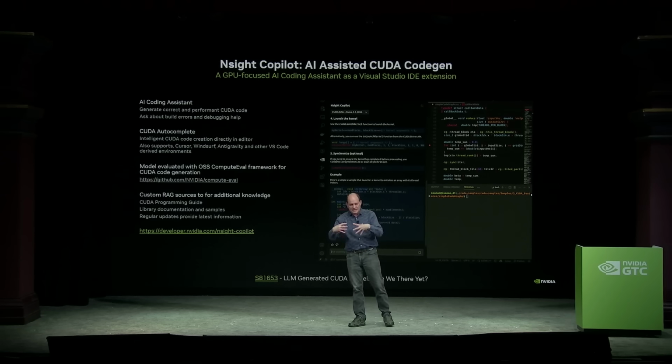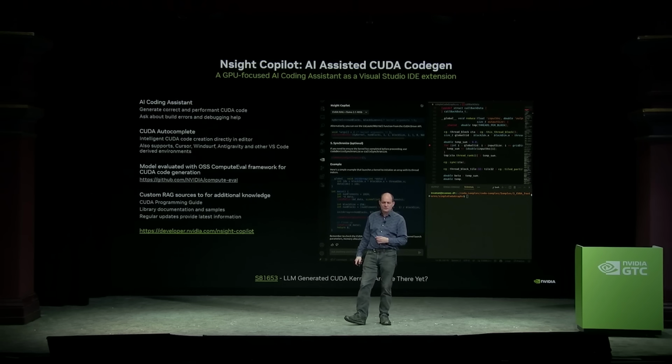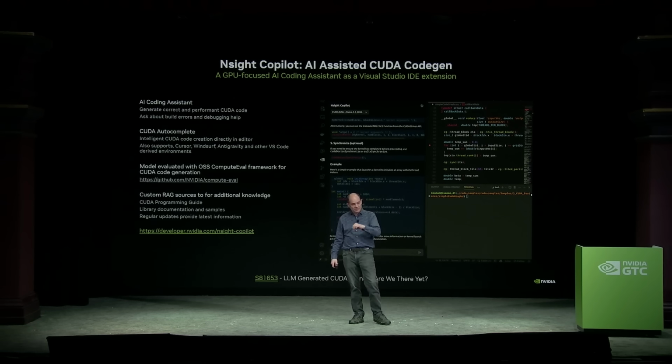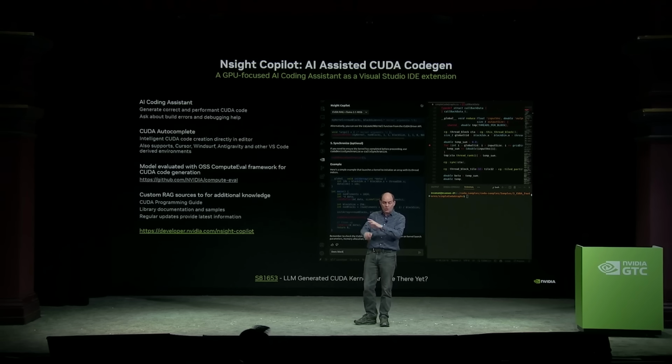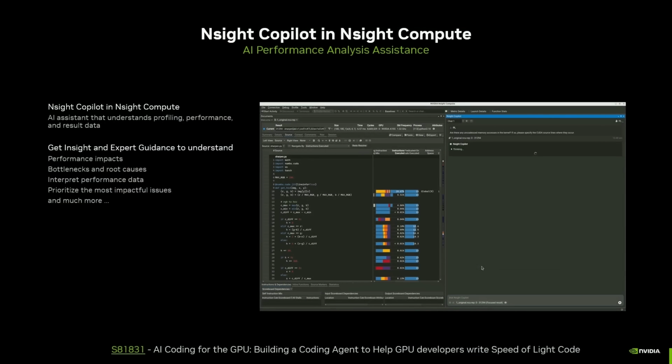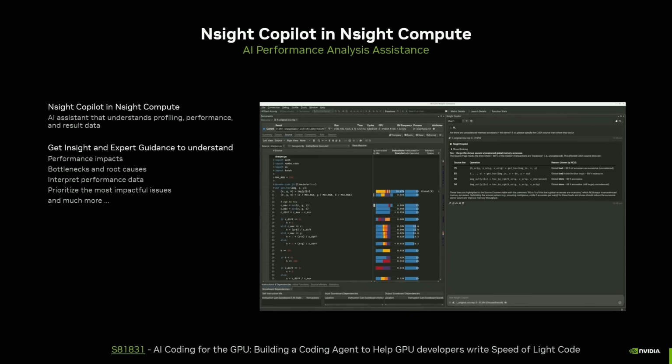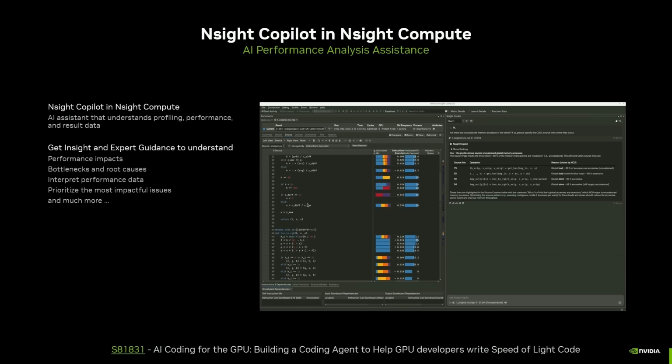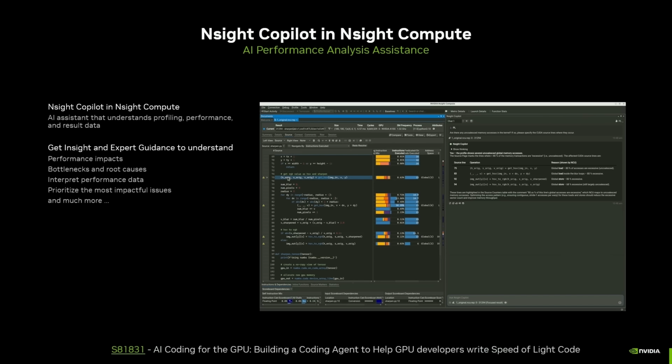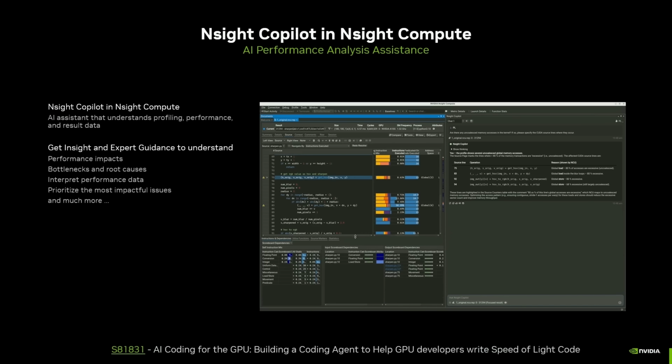And so we have invested in Nsight Copilot, which can generate CUDA code. And it's an assistant as Visual Studio. It plugs into Visual Studio as an extension. There's a whole talk on this, so please go and see the talk by some of my DevTools colleagues. We've also integrated Nsight Copilot into Nsight Compute to help you with your analysis and your profiling and figuring out what's going on. Because these agents are so powerful, why would you not want to have the ability to access them?